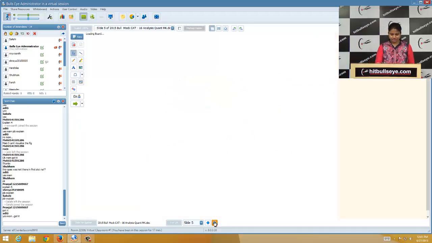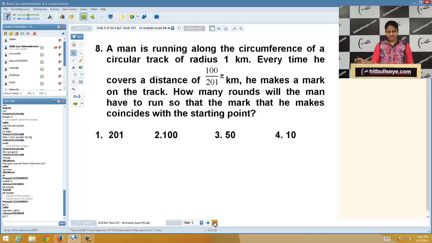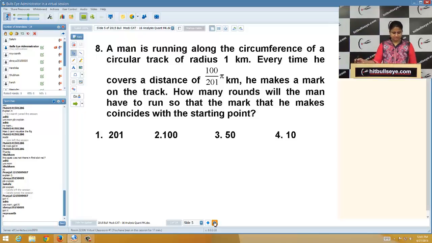Yes, let us move. Question number 8. Nice question. Any problem in this? Yes. Okay. See, the question says a man is running along the circumference of a circular track of radius 1 kilometer. Since the radius is 1 kilometer, the circular track length will be 2 pi r.